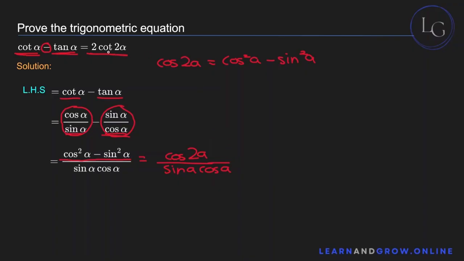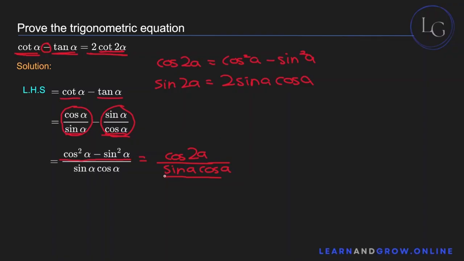But look at this. It says that we need cotangent 2 alpha. And how do you get cotangent 2 alpha? Well, you need sine of 2 alpha in this denominator over here, right? So that cosine 2a divided by sine 2a becomes cotangent 2a. So how do you do that? Well, if this denominator becomes 2 sine alpha cosine alpha, you can use the double angle identity of sine 2 alpha, which states that sine 2 alpha is equal to 2 sine alpha cosine alpha.